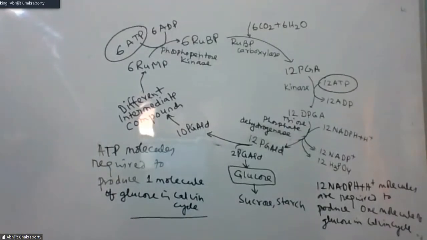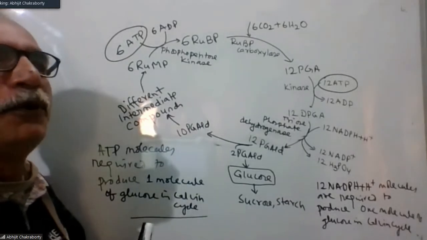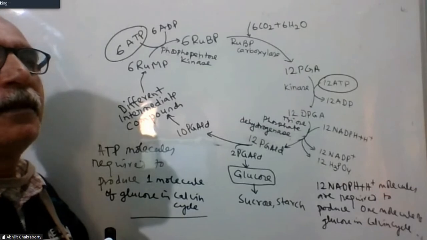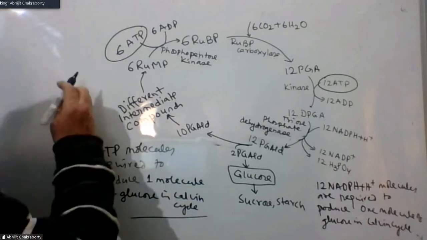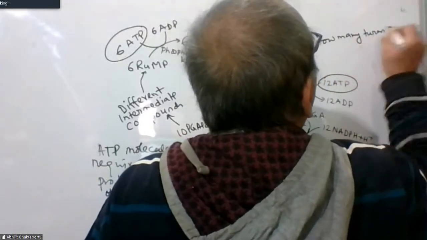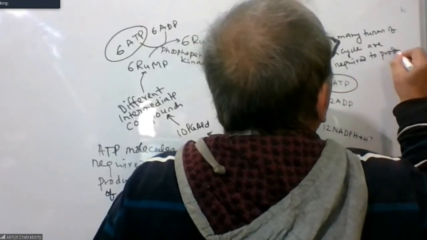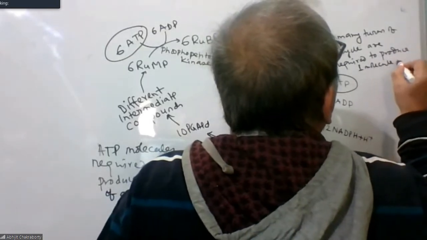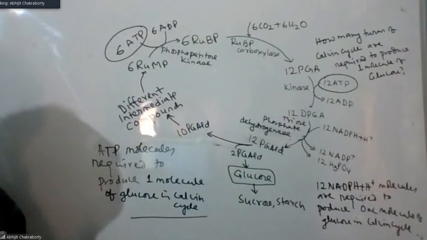Other questions come from here. How many turns of Calvin cycle are required to produce 1 molecule of glucose? How many turns? Two.